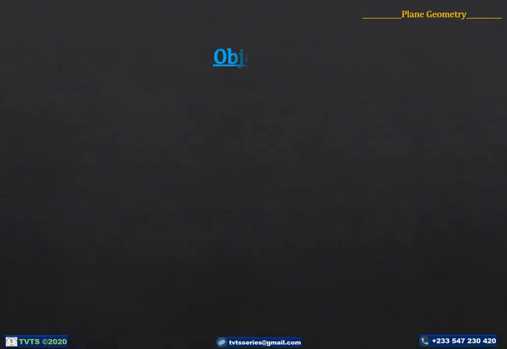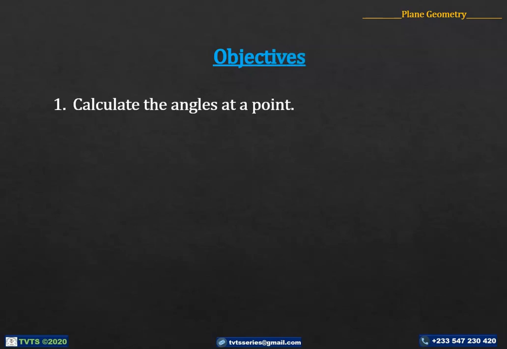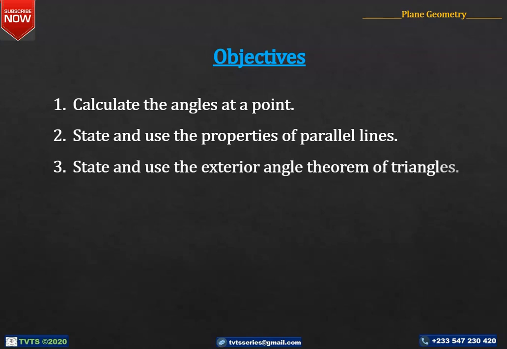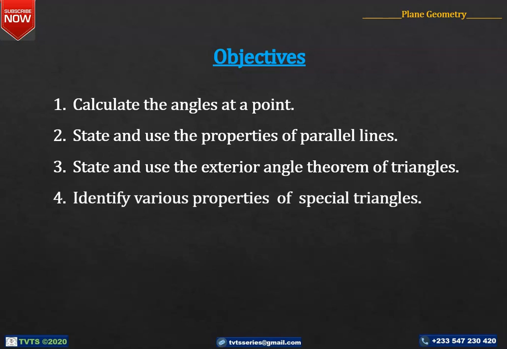By the end of this topic, you should be able to calculate the angles at a point, state and use the properties of parallel lines, state and use the exterior angle theorem of triangles, identify various properties of special triangles, and state the properties of quadrilaterals.